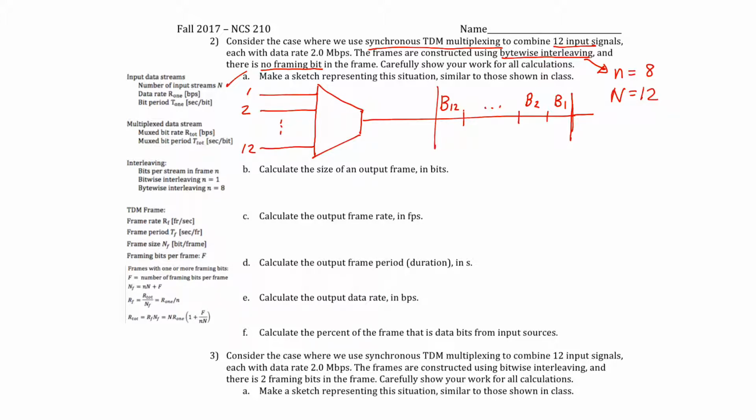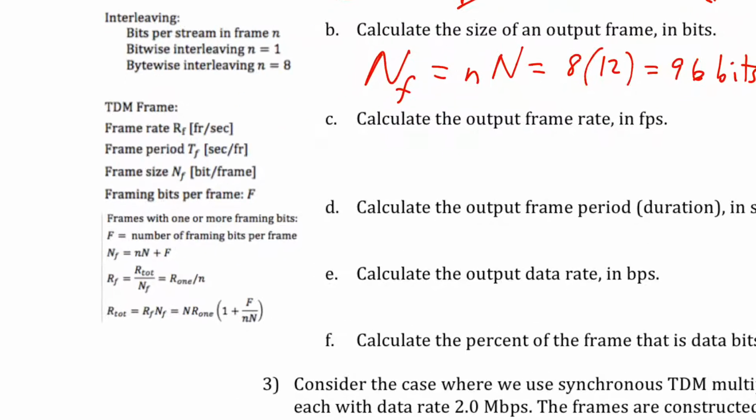Finally, we can calculate the size of the output frame, and I kind of like to do it right here on the picture. It's the number of bits per frame per stream times the number of streams. And this is the case where we have no framing bits. And so this is equal to little n times big N, or 8 times 12, or 96 bits. Okay, it's 12 bytes.